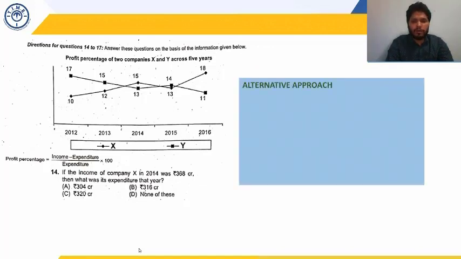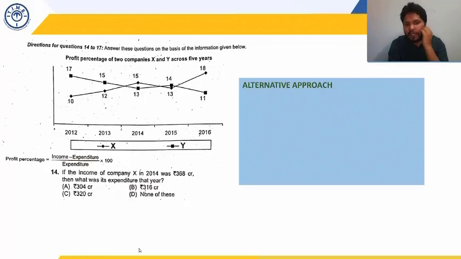Let's quickly move on to the alternate approach to solve this question. Can we solve this question by some other approach? Yes, we can do it by an alternate approach also. There is one more approach to solve this question. So what is this approach? In the question it is given that income of company X in 2014 is 368 crores. Instead of taking 368 crores, we can take some other value, or we can assume expenditure to be something. By both methods we can do this question.